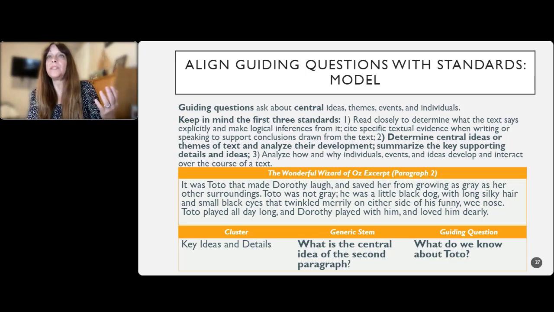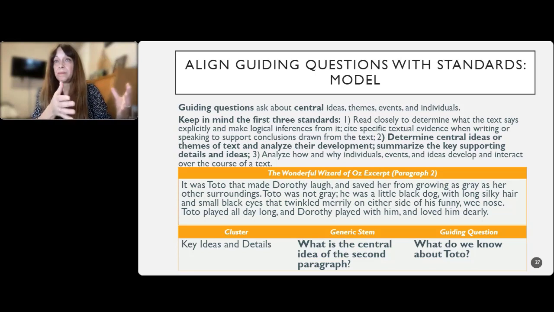In this case, the anchor text: it was Toto that made Dorothy laugh and saved her from growing as gray as her other surroundings. Toto was not gray. He was a little black dog with long silky hair and small black eyes that twinkled merrily on either side of his funny wee nose. Toto played all day long, and Dorothy played with him and loved him dearly. Think about the guiding question, what do we know about Toto? That guiding question, then, is the central idea based on this part of the text.